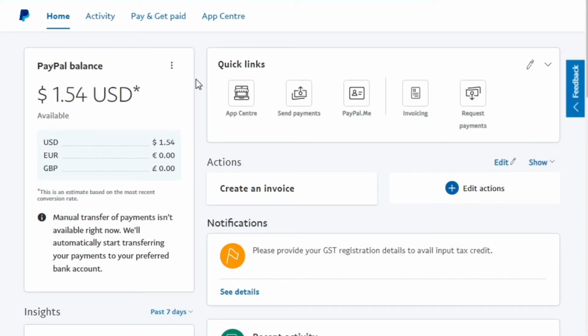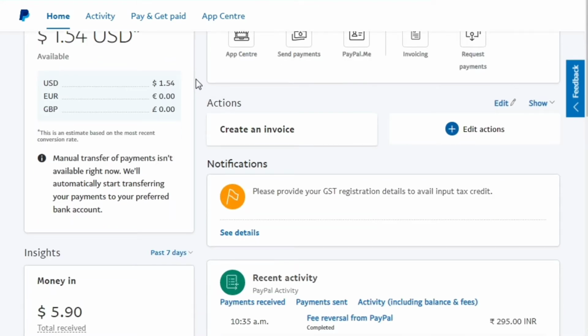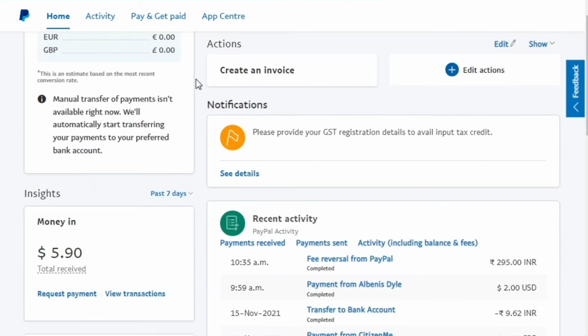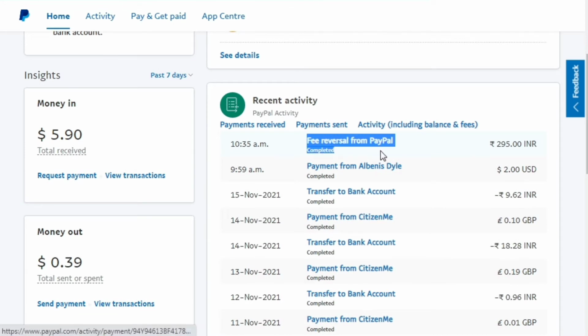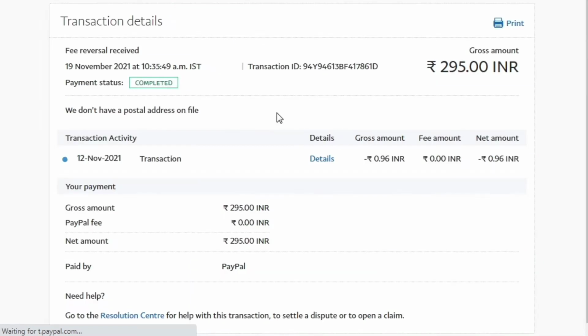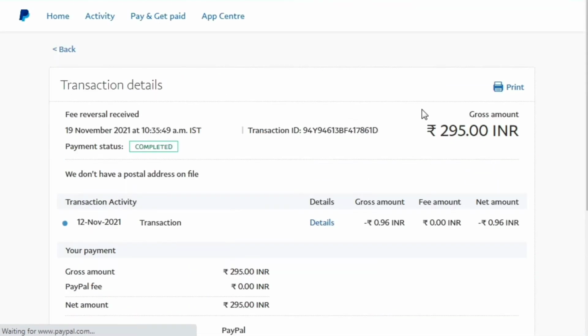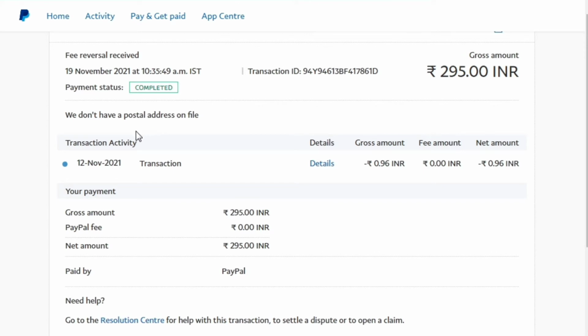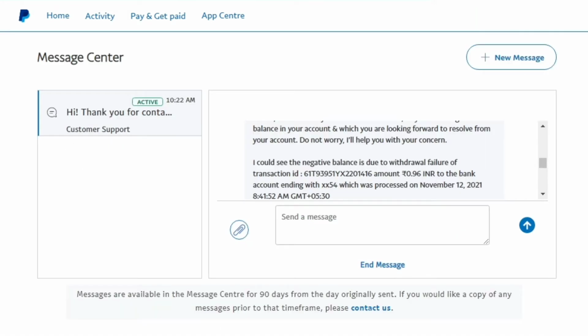In this video I'm talking about how to fix PayPal negative balance. You can see I have already got a negative balance in the PayPal account due to being unable to withdraw to my bank account. The transaction failed. You can see clearly 295 INR. Exactly, you can see the 96 INR withdrawal was not successful. That's why I got the amount reserved.